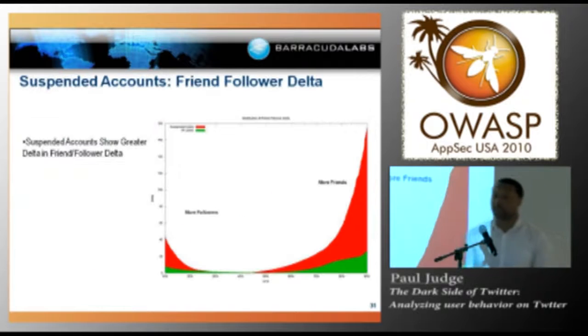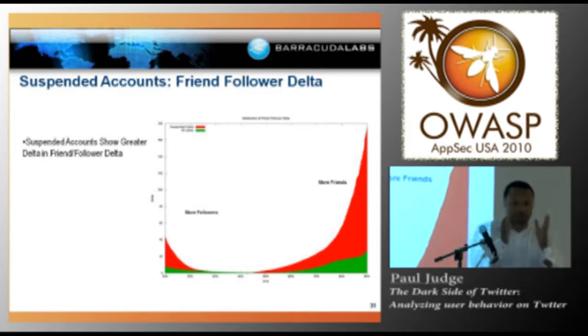So one thing we want to look at is the properties of those suspended accounts, and how those properties compare to legitimate accounts. One of the first things we compared is the friend and follower delta. Remember, that's the difference between how many people care to hear what you say and how many people you're following. The red is the suspended accounts, the green are the legitimate or unsuspended accounts. What you see is the suspended accounts obviously have a much larger delta.